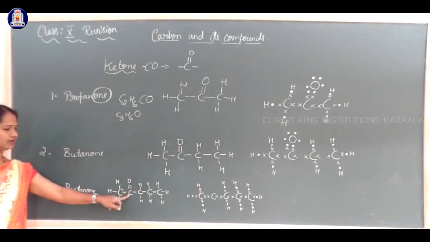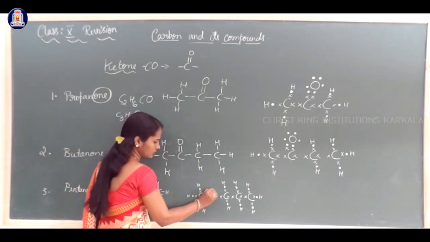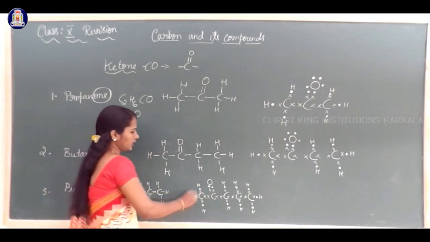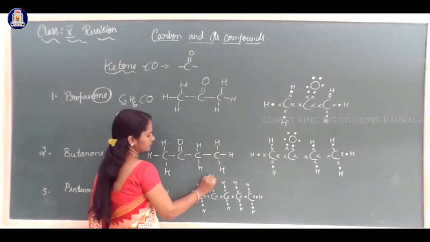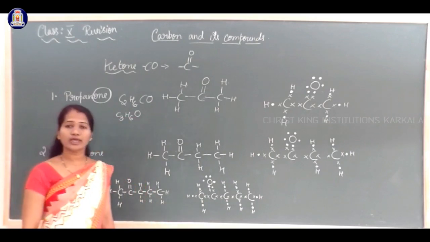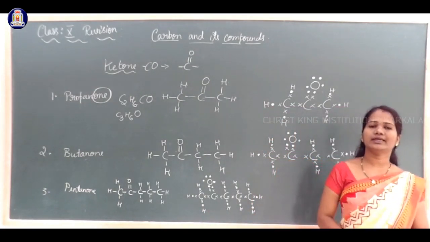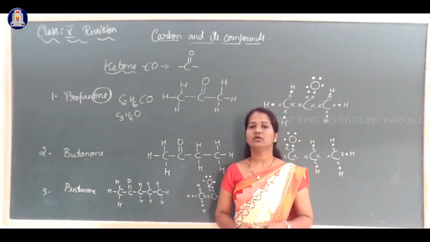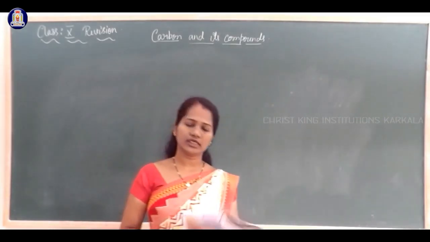Now see the second one, double bond with the oxygen. So for the second carbon, 2 electrons of carbon, 2 electrons of oxygen. They form double bond, sharing of 2 pairs of electrons. Remaining electrons of oxygen, you have to write around the oxygen. So in this way, you can write electron dot structure of pentanone. In the same way, you can write the electron dot structure as well as structural formula of hexanone, heptanone, octanone.